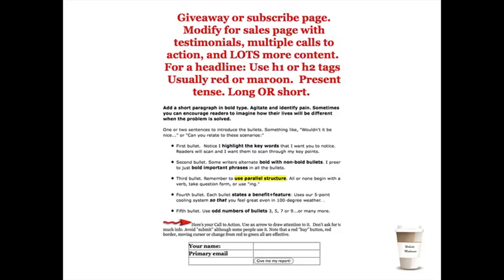Now, here are 2 templates for your opt-in page. This is a page that is like a sales page. You'll notice it looks a lot like a sales page. If it were going to be a sales page, you'd make it longer, you'd modify it, almost always longer, but you're really selling. You're selling your freebie. So notice you have a headline, usually in red or maroon, with H1 or H2 tags, present tense, long or short. We could do a whole course on headlines, and maybe we will. You have a short paragraph summarizing. You have bullet points, and at the bottom you have your sign-up box.